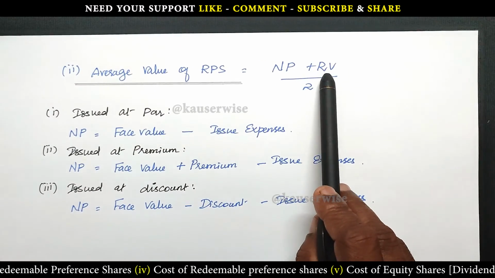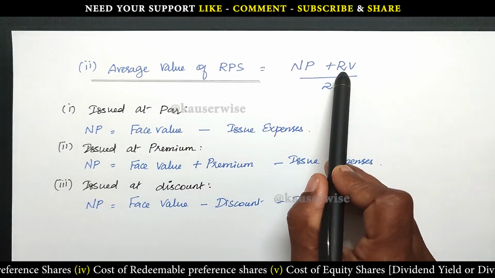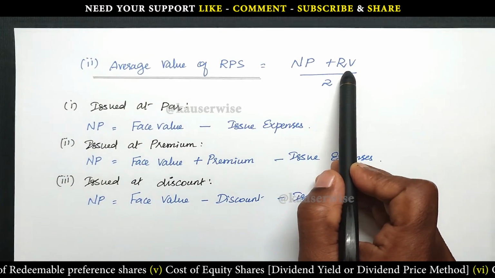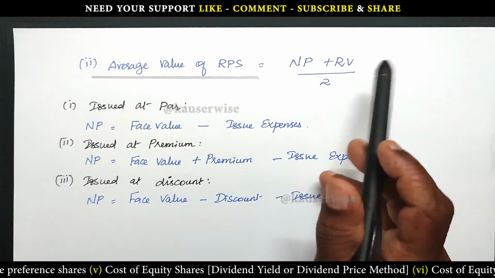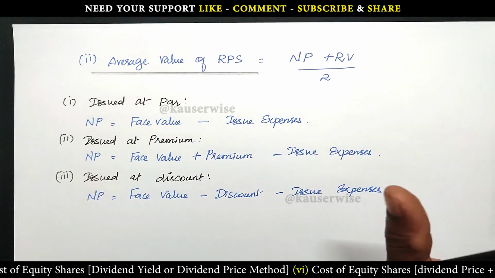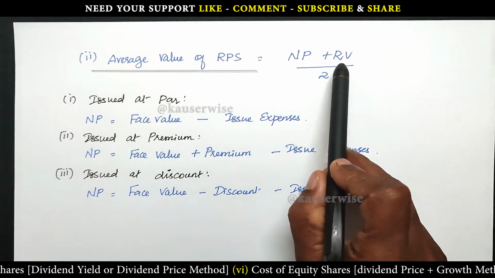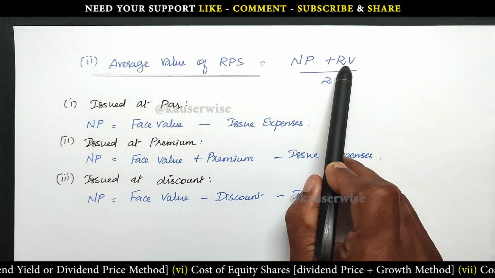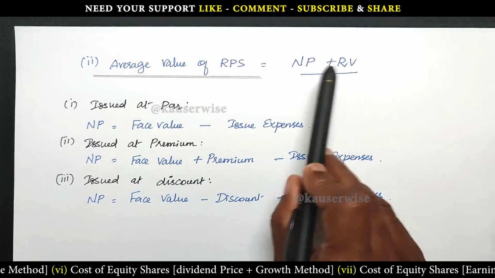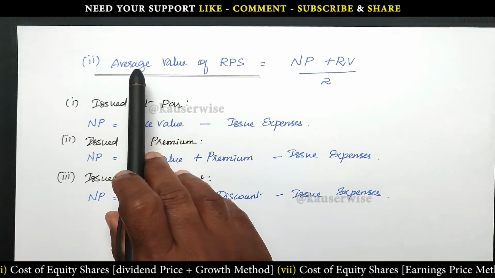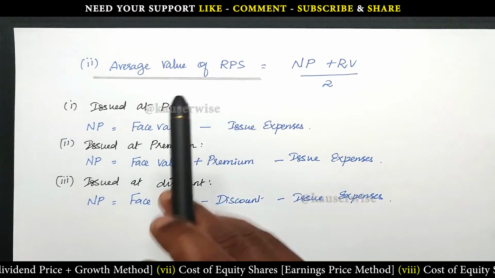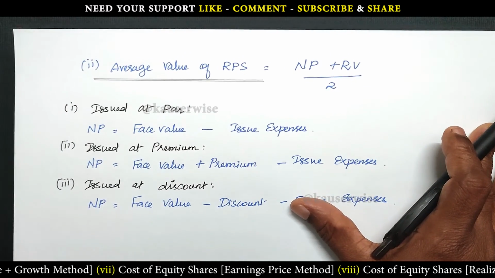The next one is redemption value. RV stands for redemption value. So redemption value will be given in the problem. Suppose the company decided to redeem at par, take the face value. In case of premium, face value plus premium. According to the problem you can find the redemption value, and you need not calculate anything. Just take the net proceeds plus redemption value divided by 2 in order to find out the average value of redeemable preference shares. Then you can apply the formula to find out the cost of RPS.